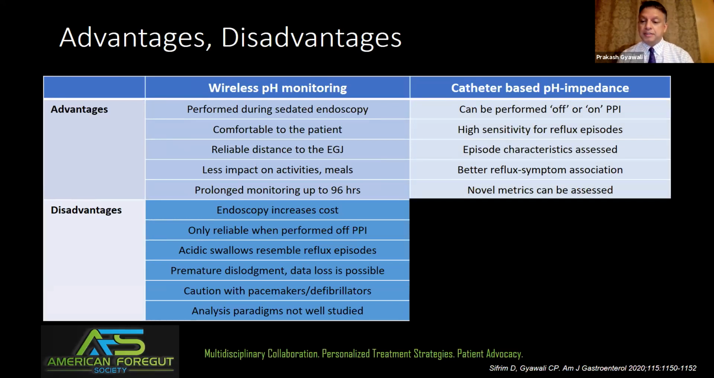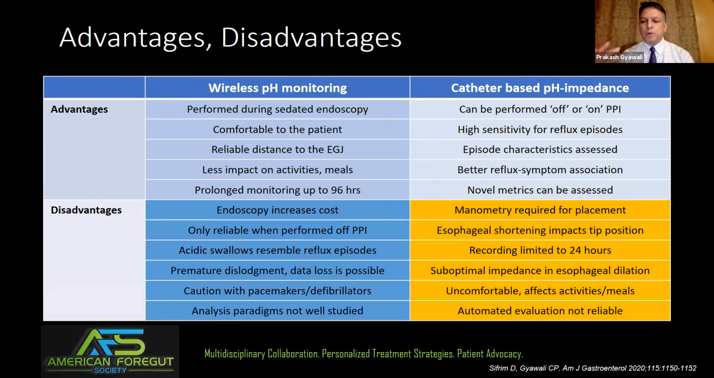Catheter-based, well, the sensitivity for detection of reflux episodes, it's higher than with pH alone, because you can detect reflux episodes that do not have significant acidic content. So reflux symptom association is better. And more importantly, some of these novel neurometrics can be assessed. But manometry is required for placement. And most importantly, the last point here, automated evaluation of pH impedance studies is not reliable.